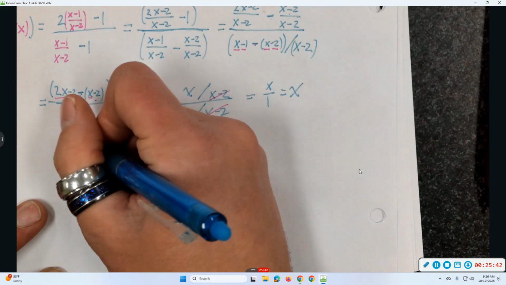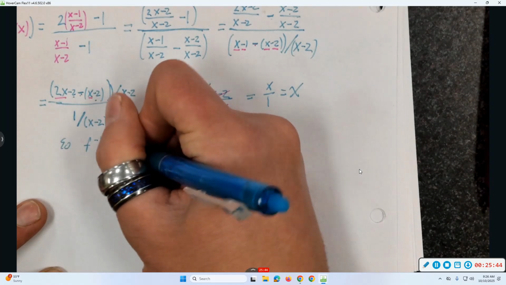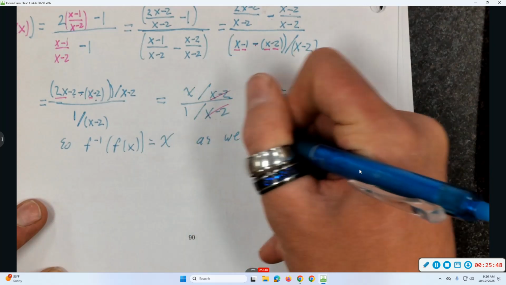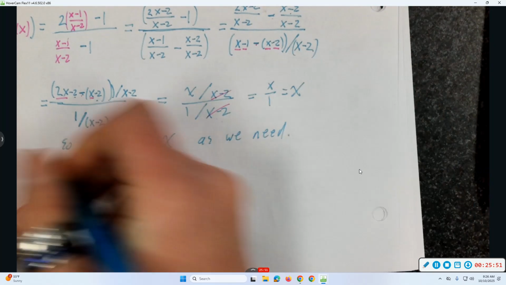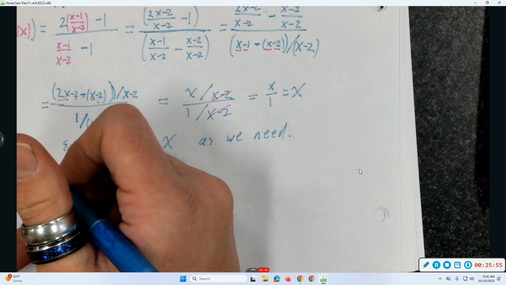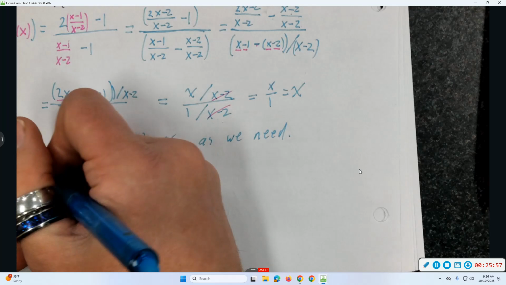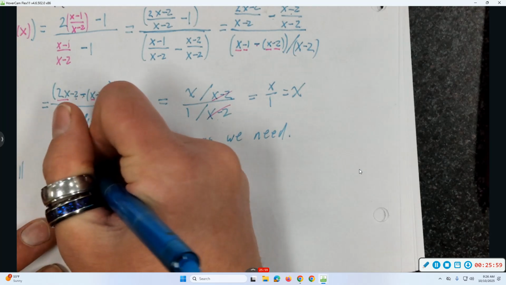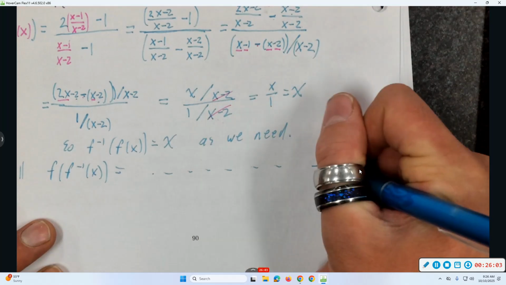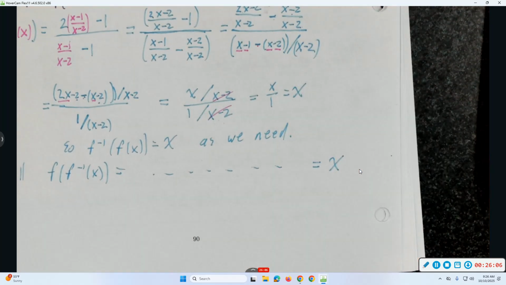So f inverse of f of x is actually equal to x. You still need to do one more thing. Same thing should happen if you do the other.